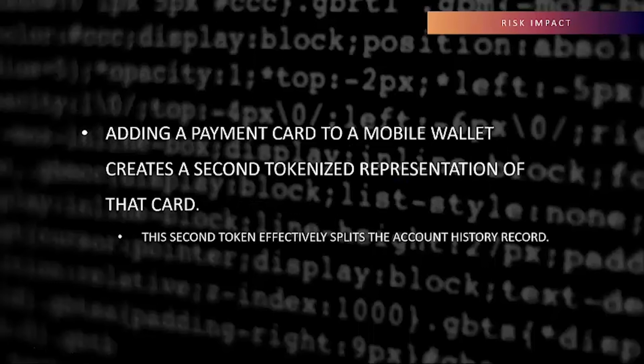Now, what we were able to identify through the analysis that we did of our own, both in store and from our transaction database, is that when we add payment cards to these mobile wallets, they do create a second tokenized representation of that payment card. So effectively, we are splitting an account history record into at least two components if a consumer uses Apple Pay. So I may have a Visa ending 6273, and that is the tokenization representation for that card when I go in and pay using a normal chip and PIN transaction or even a tap to pay transaction.